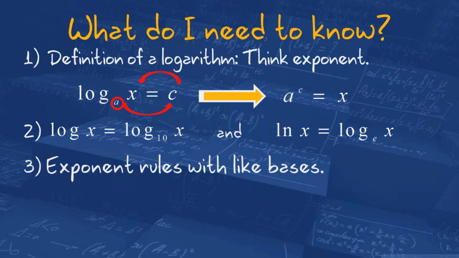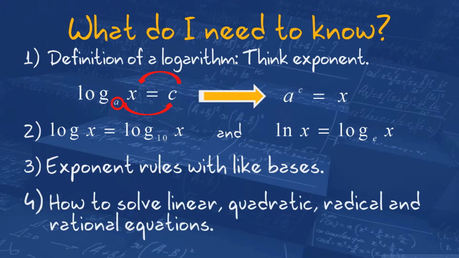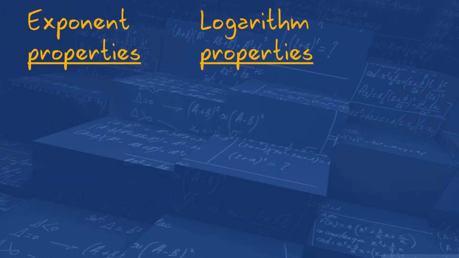You also need to know the exponent rules with like bases. When do you add exponents? When do you subtract? And also how to solve all the previous types of equations that we've done. Linear, quadratic, radicals, rationals. It depends on how your logarithm reduces. So let's review how the exponent properties that we've learned in the past affect the logarithm properties.